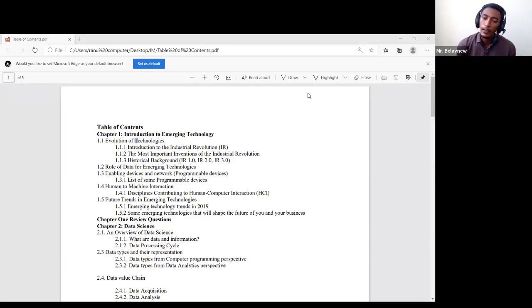So what about information? Information means extracted data or the meaningful part of data. So in order to convert data into information, we need what? A data processing mechanism.